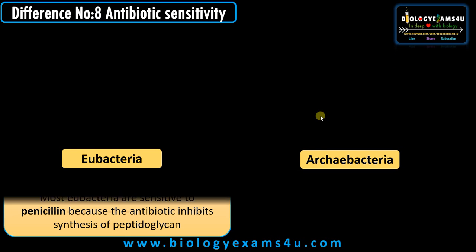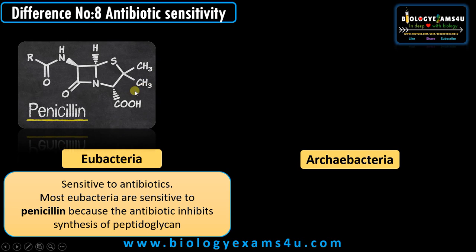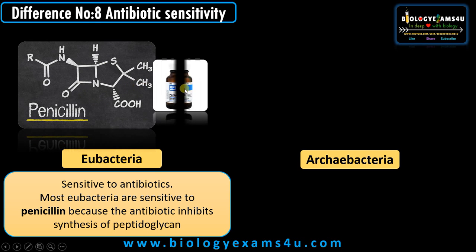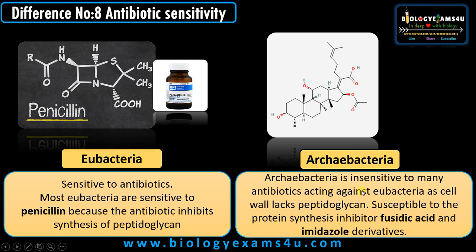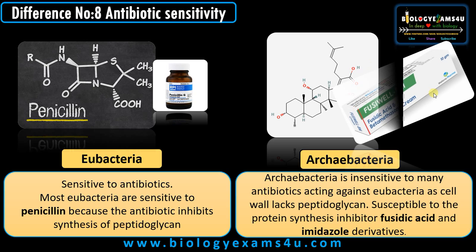Difference number 8 regarding antibiotic sensitivity. Eubacteria are sensitive to antibiotics. We know penicillin. Most Eubacteria are sensitive to penicillin as penicillin inhibits peptidoglycan synthesis or cell wall synthesis. Whereas, as we said, the archaebacterial cell wall is not made up of peptidoglycan. Therefore, Archaebacteria is insensitive to many antibiotics. But it is susceptible to some other compounds or protein synthesis inhibitors like fusidic acid and imidazole derivatives.